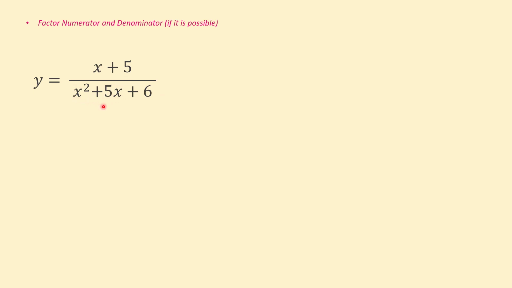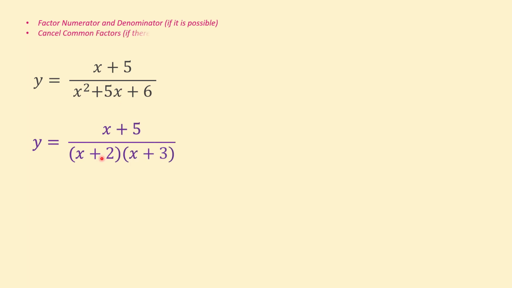In the denominator, we have a quadratic form. To factor this quadratic form, we should try to guess two numbers whose product is 6 and whose sum is 5, and put those numbers here and here. Their product is 6, their sum is 5. Those numbers are 2 and 3.